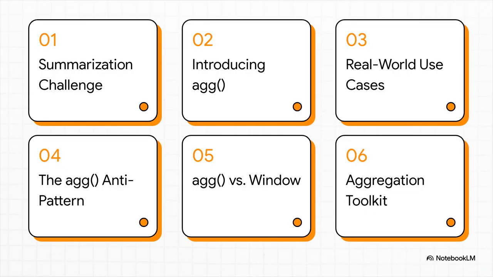Here's our game plan for today. We'll kick things off by setting the stage with the data summarization challenge. Then we'll introduce the hero of our story, the agg function, and see it in action. But every hero has its limits, so we'll look at a critical anti-pattern, a common mistake people make. And that's going to lead us straight to its powerful counterpart, window functions. Finally, we'll put them side by side so you'll have the complete toolkit.